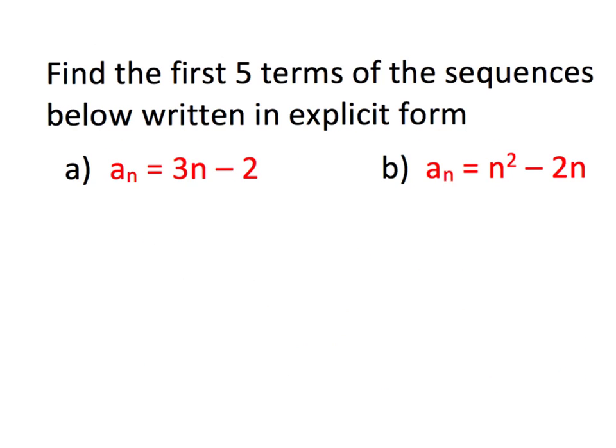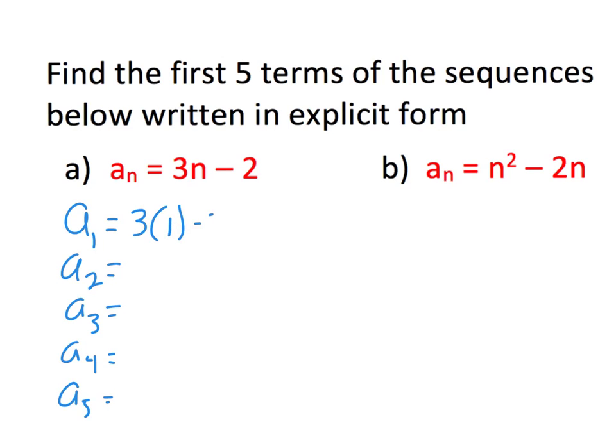So let's take a look at two more examples here before you try some on your own. It says find the first 5 terms of the sequence below written in explicit form. So if I want to find the first 5 terms, I would want to find the first term, second term, all the way to the 5th term. So if I wanted to find the first term of the sequence, again, we would just sub in 1 for n, simplify, and we get 1 being the first term of the sequence.